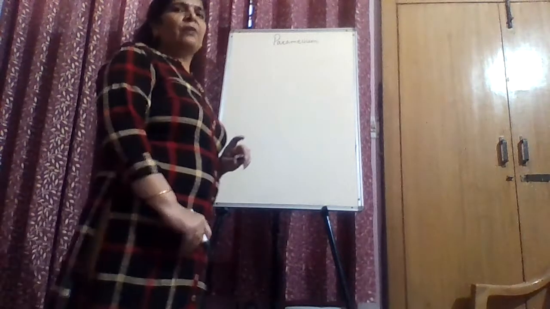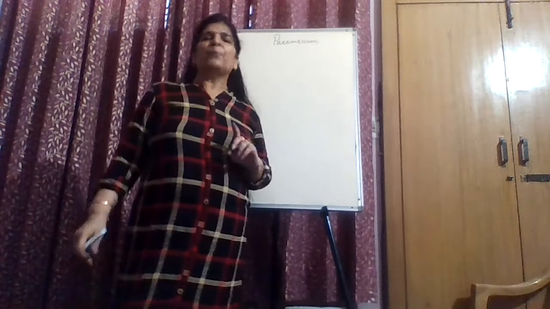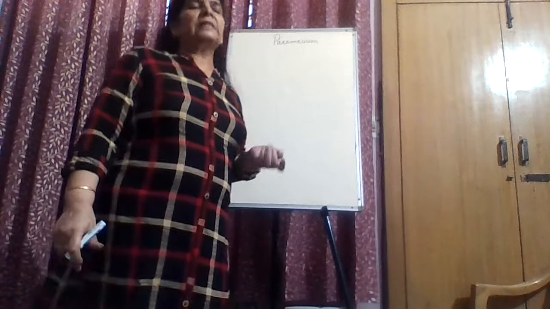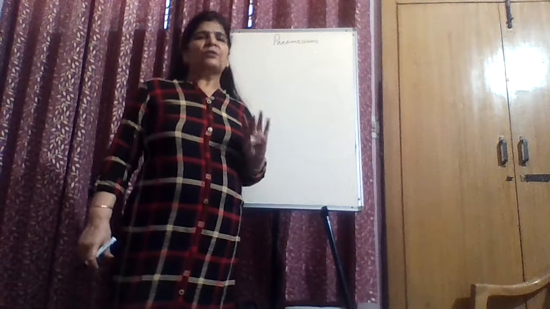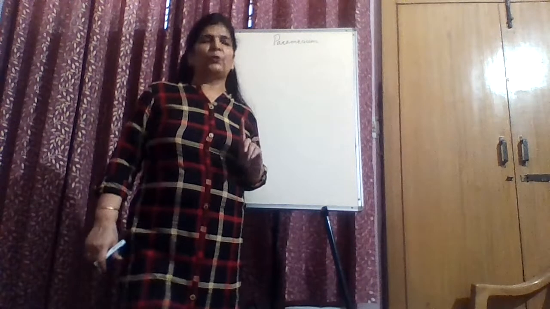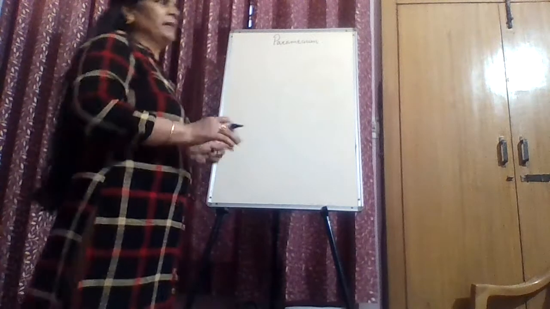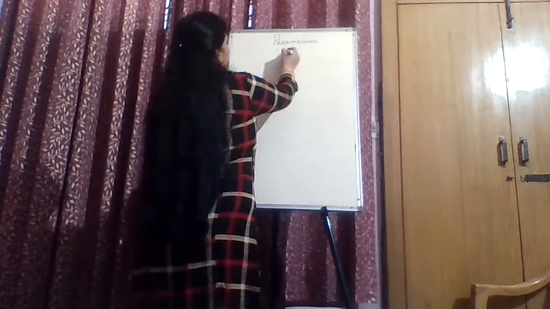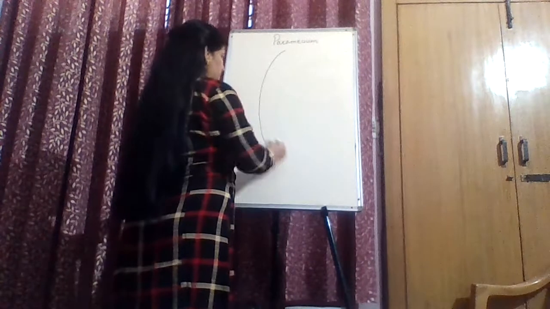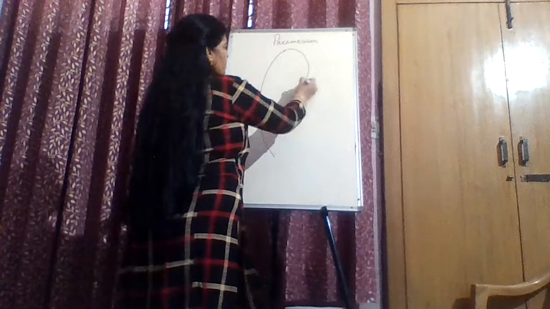This Paramecium belongs to phylum Protozoa because it is a unicellular animal. So this is the characteristic feature of protozoans, that these are unicellular, means their body is made up of a single cell. This is the structure of Paramecium.